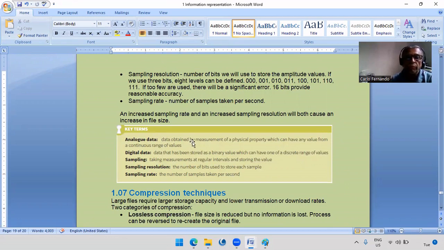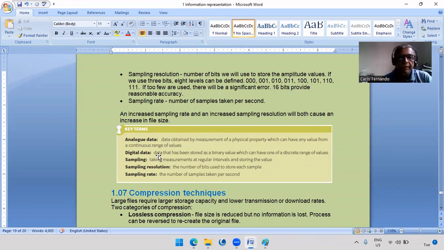Analog data is obtained by measurement of a physical property, which can have any value from a continuous range of values. In other words, these are sensors. Control systems, like in greenhouses, measure a physical property from the outside world, like heat, temperature, light, humidity, pH. All those values can be sensed by the sensors, and they produce analog signals.